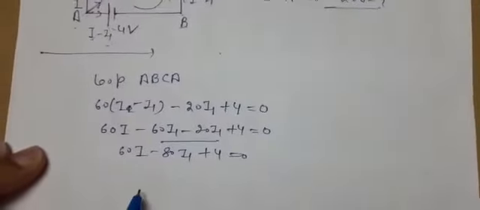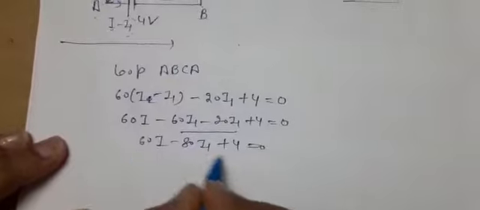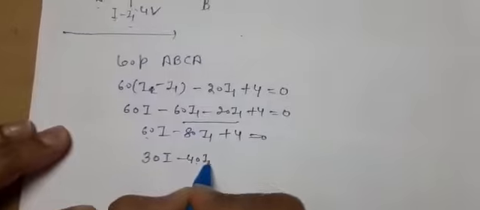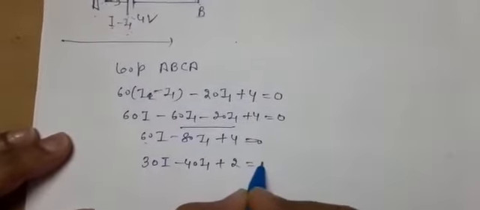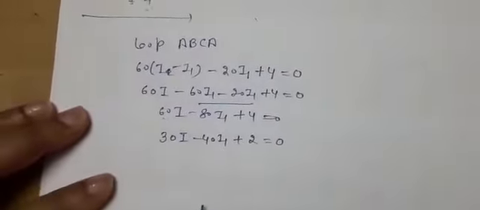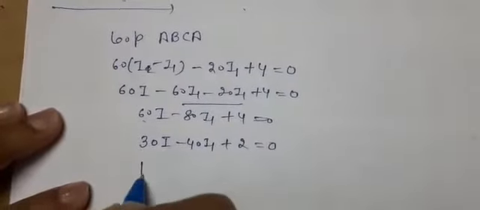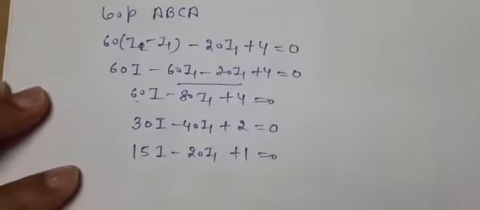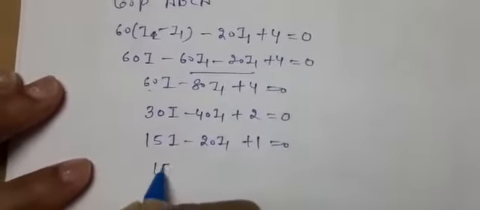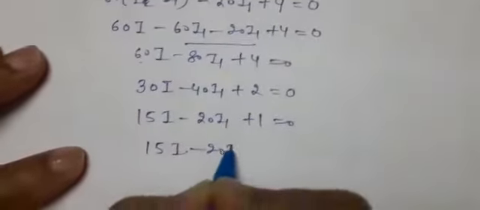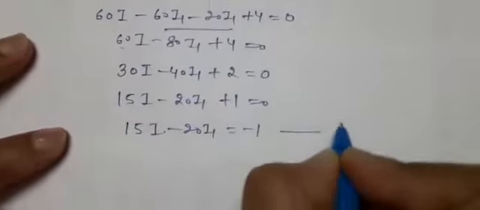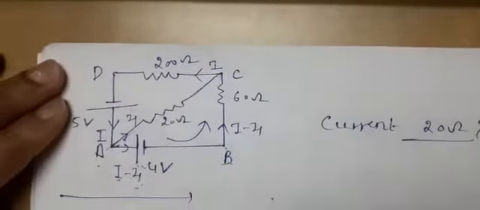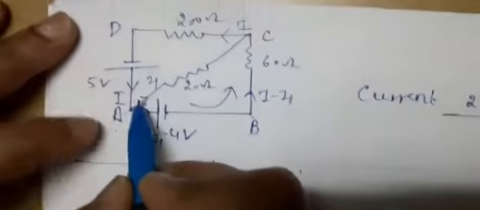If we have to take the constant on the right side, and cancelling the common factors, let me divide it by 2. 30I minus 40I1 plus 2 equal to 0. Further I can simplify it more: 15I minus 20I1 plus 1 equal to 0. So I can write it as 15I minus 20I1 equal to minus 1.